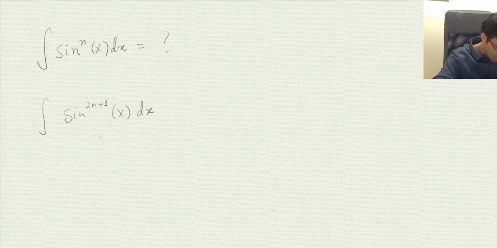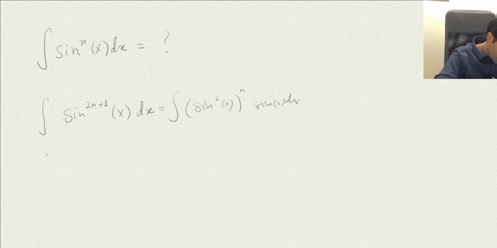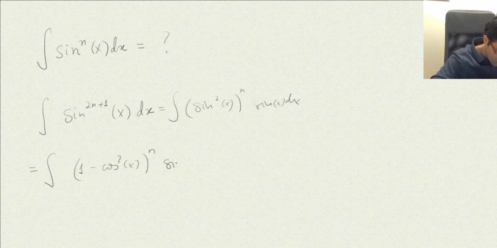So suppose that we were given the integral of this form, then what we can do to proceed is we can write this in the following way. So this is the sine squared of x to the power of n, that's power of 2n, times the sine of x dx. And then we can write this integral as, so sine squared is 1 minus cosine squared, of course, of x, all this to the power of n, and of course times the sine of x.